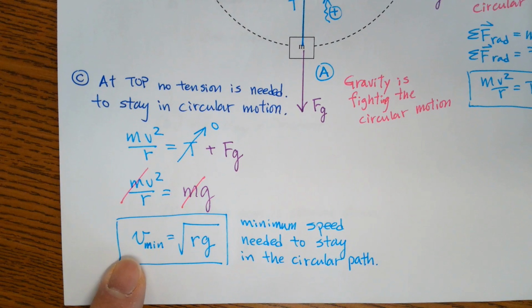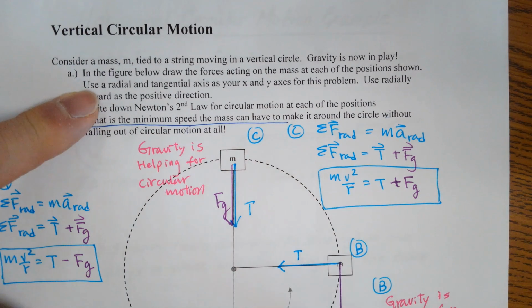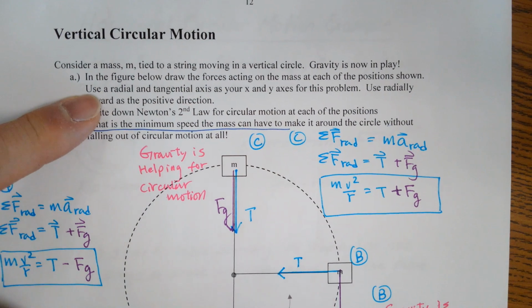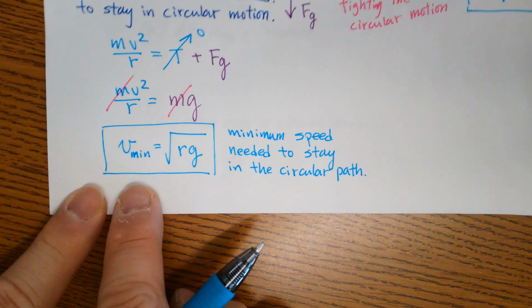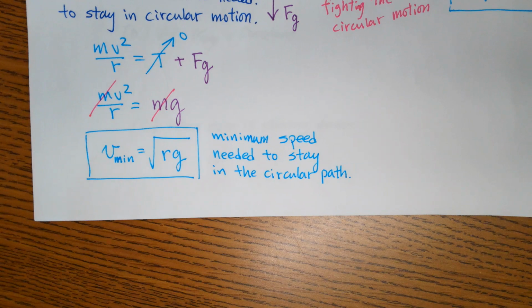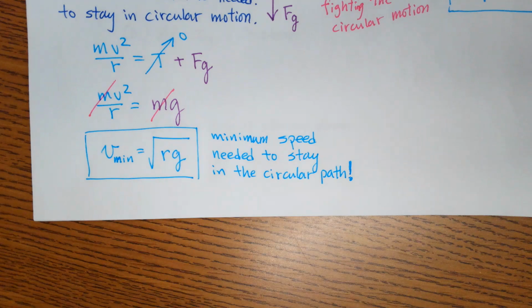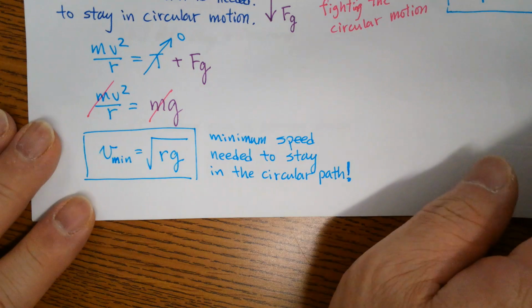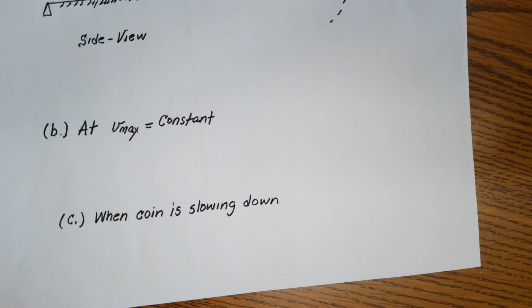If it's less than that, then it'll just flop out of it. It's going to go up, flop out, and then go straight. You know what I mean? So this is the minimum speed needed to stay in the circular path without falling out of the circular path. All right.